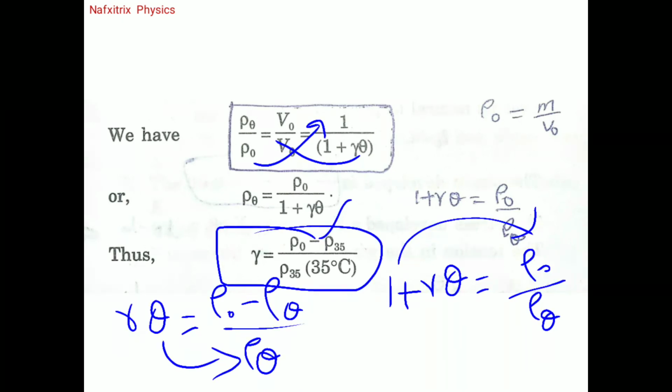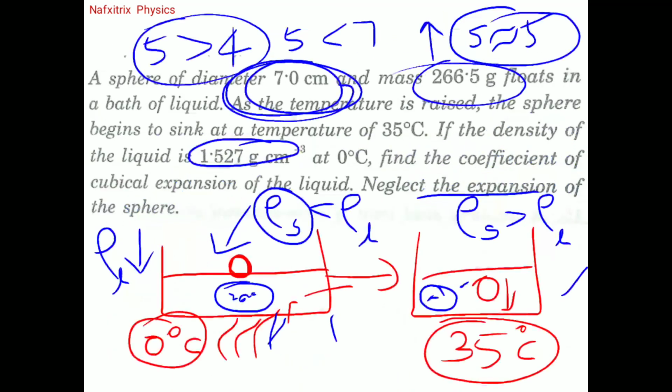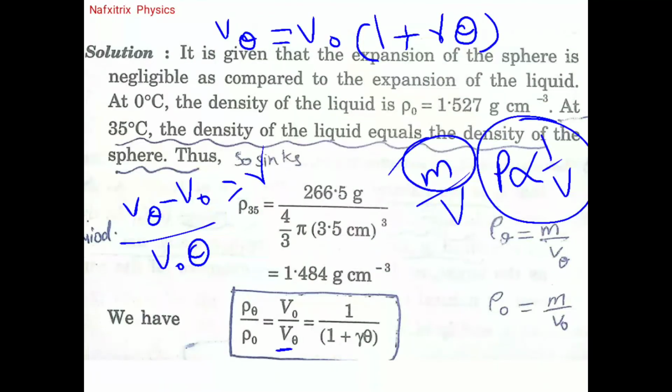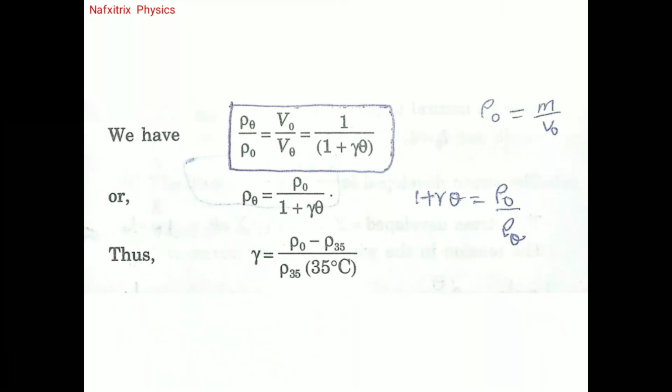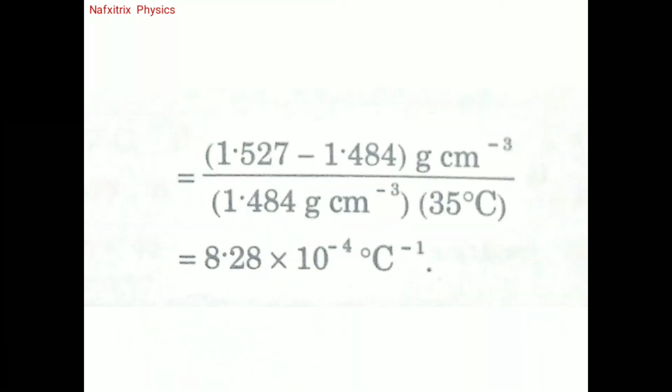So rho naught minus rho theta, where theta is 35 degrees centigrade, divided by rho 35 into the temperature difference, from 0 to 35 degrees. Initially it was at 0 degrees and we are heating it to 35 degrees centigrade, so the change in temperature is 35 degrees centigrade. So this is the formula, and now we just need to substitute the values.